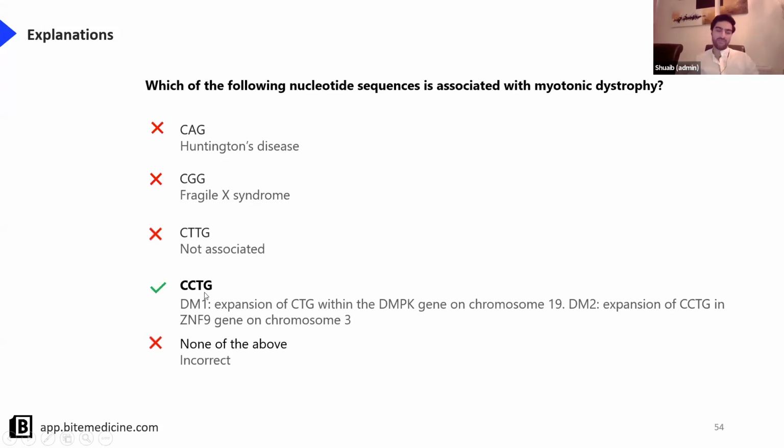And yeah, that's just for your interest, really. But you should actually know CAG is Huntington's disease. That's something you do need to know for your exam. You should also know CGG is Fragile X. So you could have kind of narrowed it down, I guess.